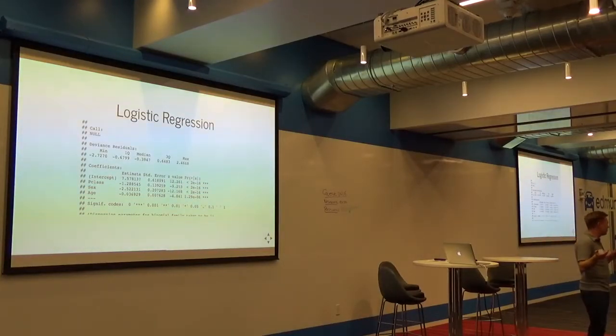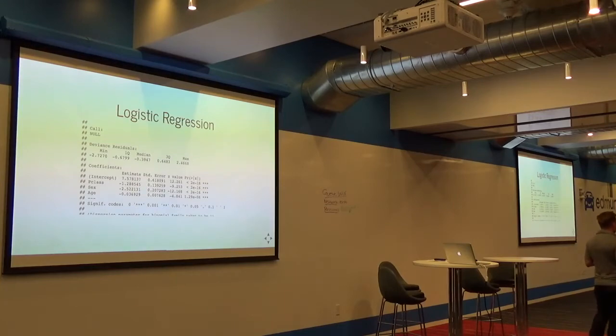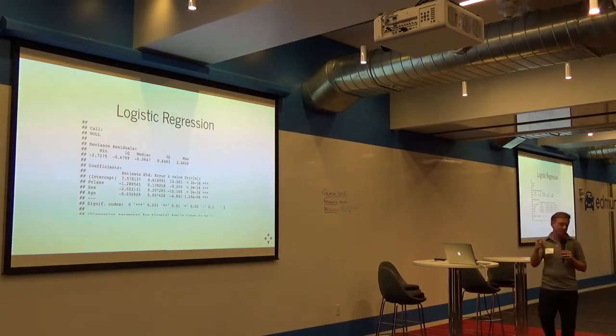Does anyone see any issues with this? Anything that doesn't make sense from these results? Just looking at the signs of the coefficients, anything that's kind of fishy? The features probably aren't linear. Yes, so age, for example. We probably expect very young people to survive, very old people to survive, and somewhere in the middle, probably not so much. So you've got this nonlinear effect.